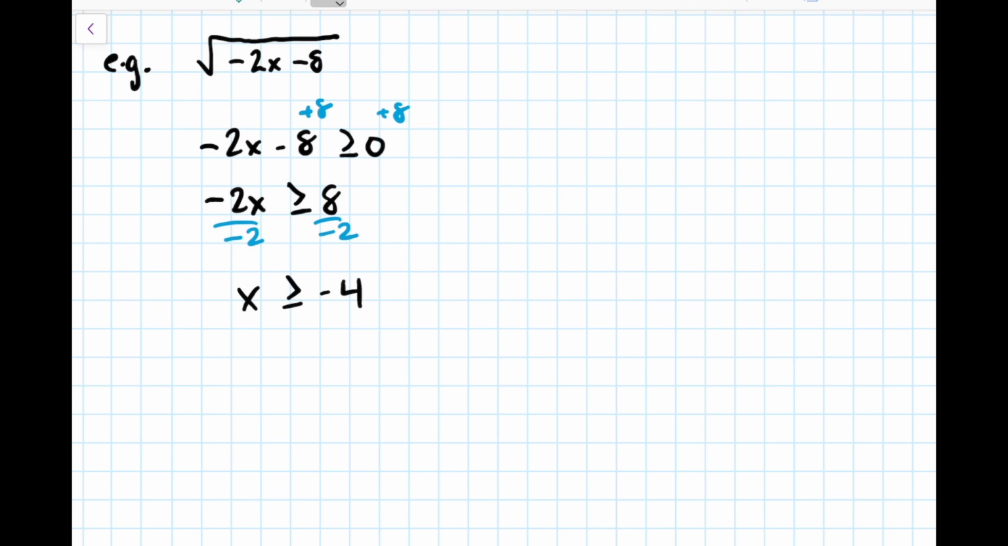But let's think about a number that would fit this. So let's say we did x was positive 1. That's definitely bigger than negative 4, right? But if we put positive 1 into this, negative 2 times positive 1 minus 8 would get me negative 2 minus 8, which is negative 10. That's definitely not a positive radicand. So our restriction doesn't seem to be working here. Something's gone wrong.